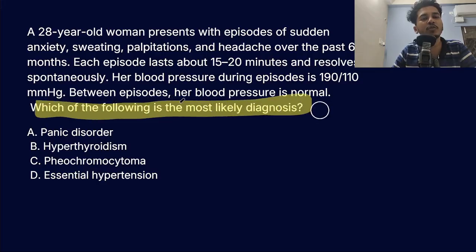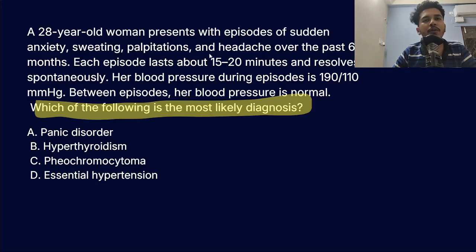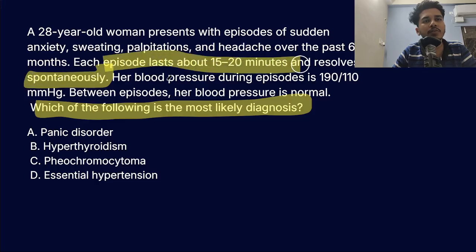First thing, what is the most likely diagnosis? So they are going to ask us about diagnosis. Good, right? Now before I go to anything else, I'll just look around and ask, are there any pathognomonic signs? What is it that I feel is pathognomonic? So maybe this line: episode lasts 15 to 20 minutes and resolves, and there is high BP.